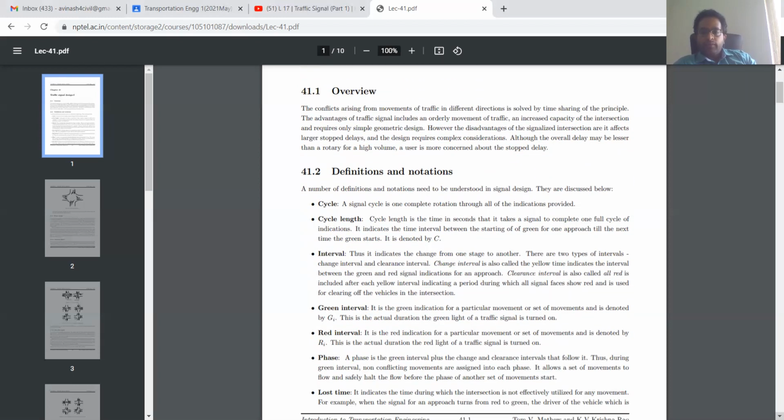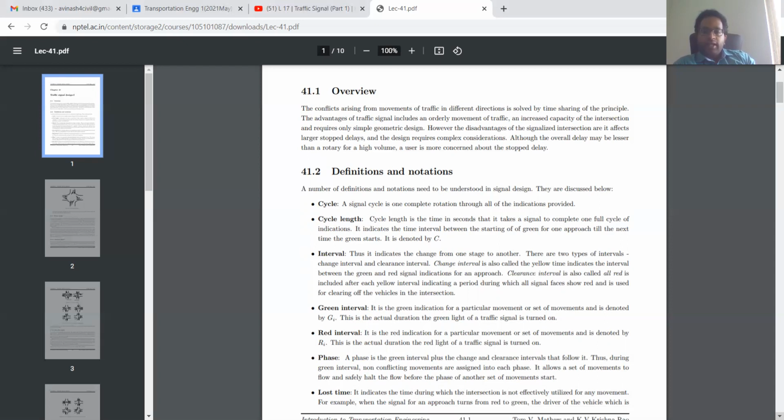Green interval means, for a particular moment or a particular set of moments, the green indication. It is denoted by GI. So what is the actual duration of green light? The actual duration of green light of a traffic signal being turned on, you call it the green interval.